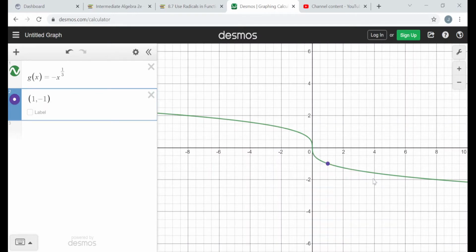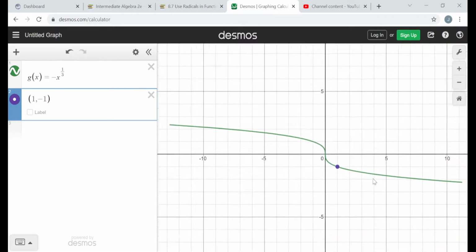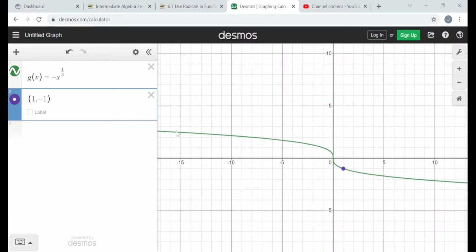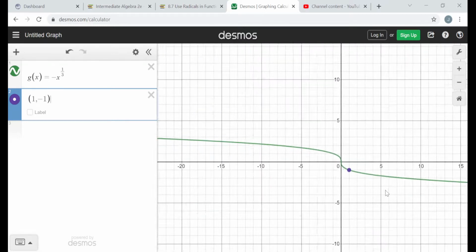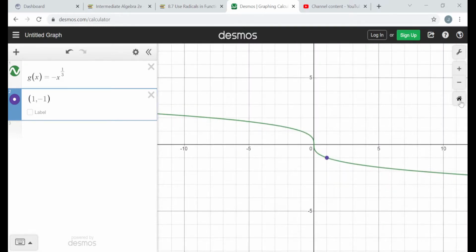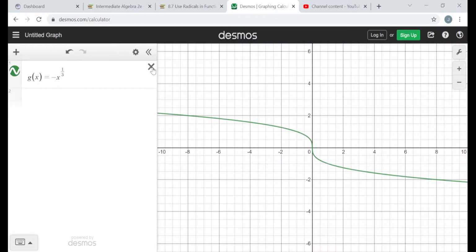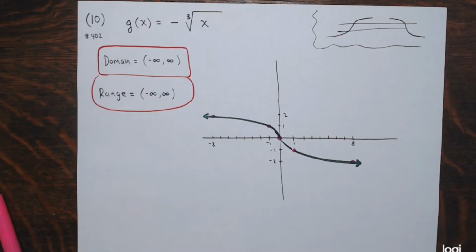And other points that I found. And if you zoom out, you see again, it's going up to the left forever and down to the right forever, just very, very slowly. So the range is indeed all real numbers, as well as the domain. Great. All right, and I got just one more of these.